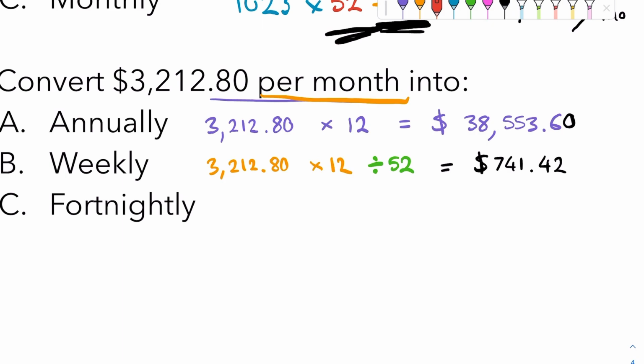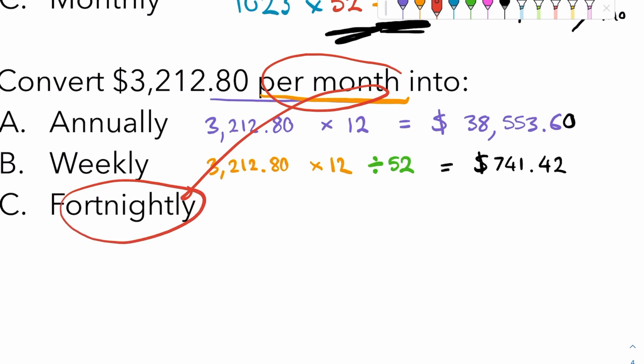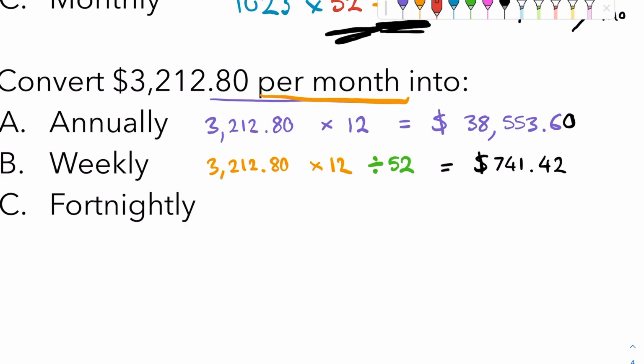Next one here, fortnightly. So months to fortnights, there's no direct conversion between these two. So again, I have to go in between. I think it's probably going to work for me if I convert them to years again. So 3212.80 times it by 12 again to make it a year. And how many fortnights in a year? I will divide my answer with 26 fortnights in a year.